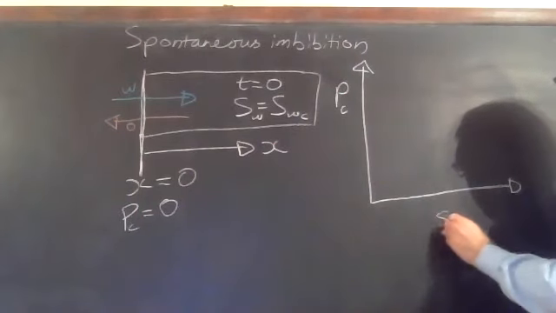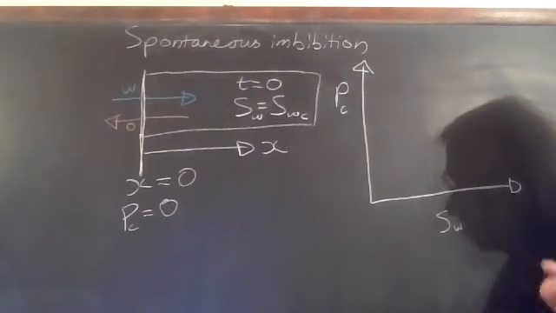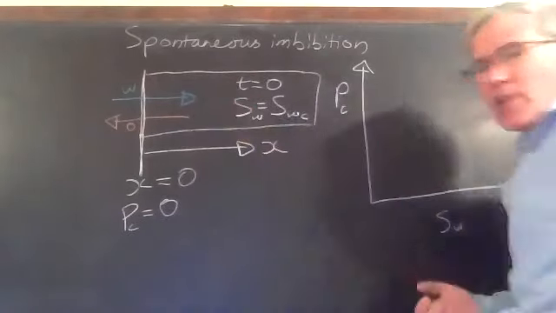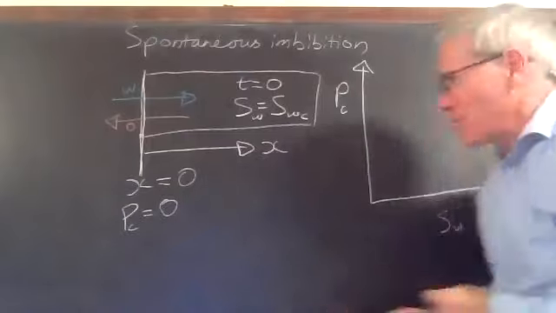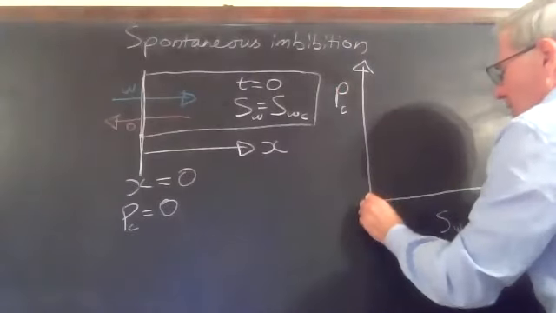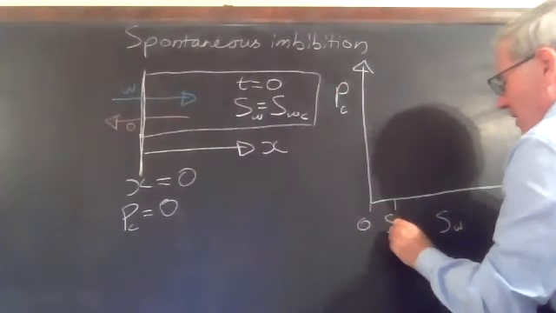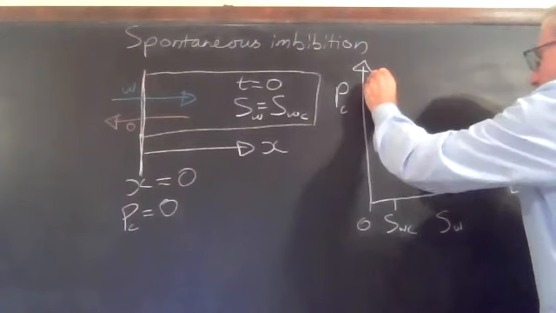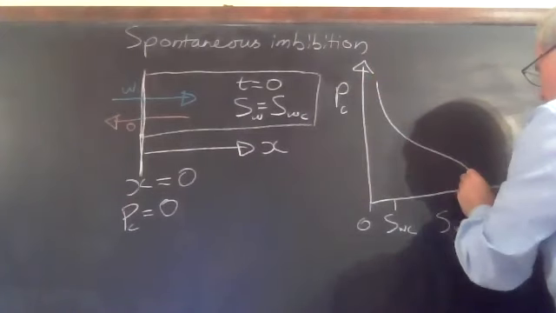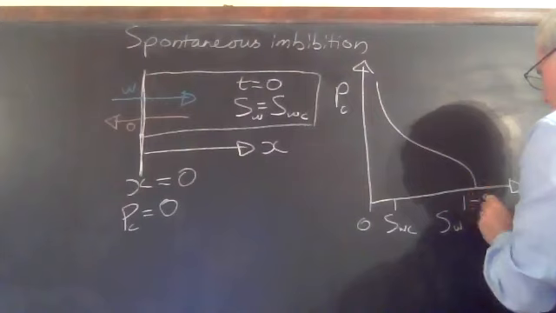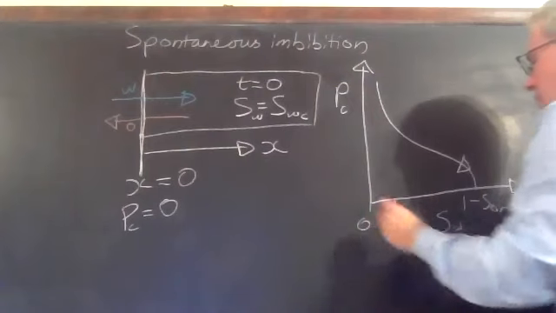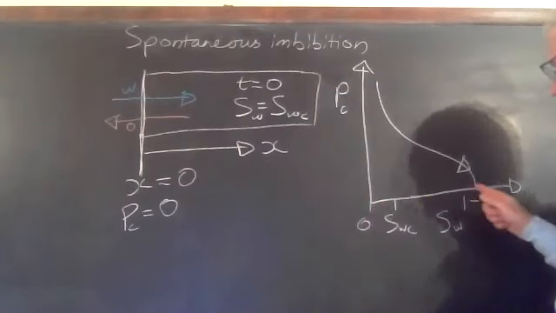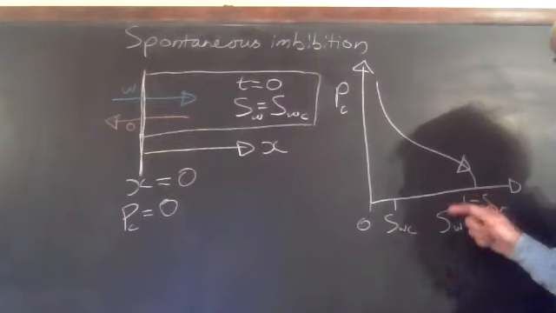Capillary pressure, PC, against SW. Now, if we're looking at water flooding, because the water saturation is increasing, it's an imbibition process, okay? This will be 0. This is our connate water saturation. A strongly water-wet rock would show something like this. This is 1 minus SOR. So when PC is 0, we're at 1 minus SOR.